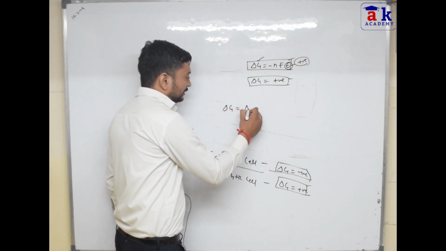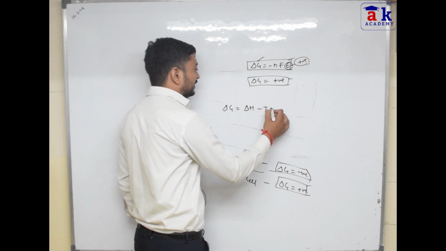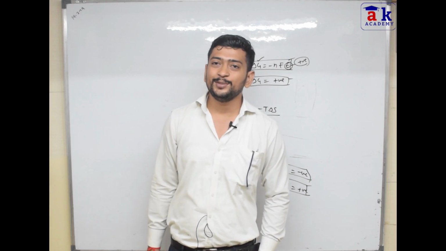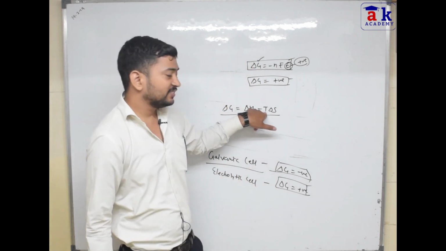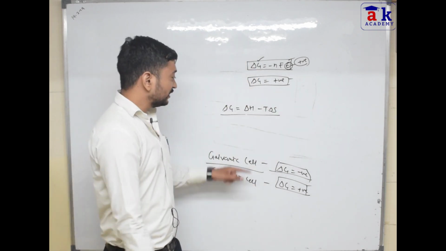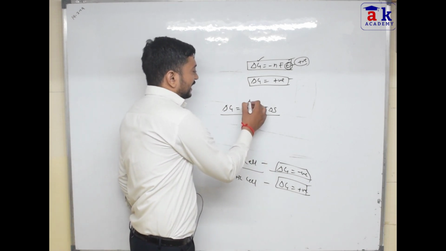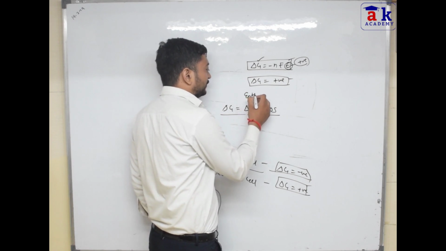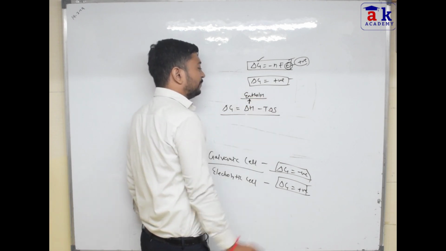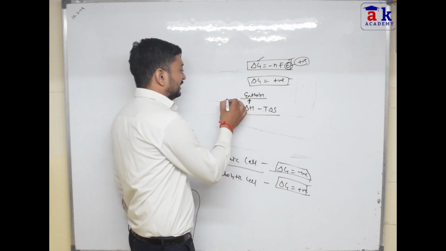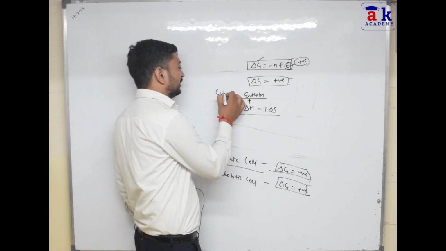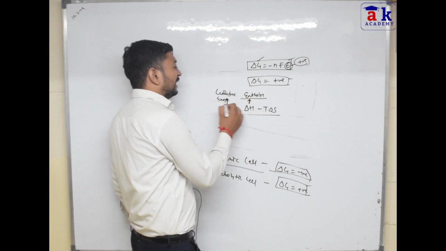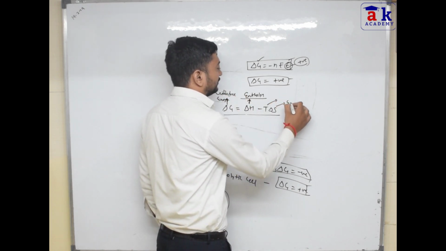Delta G is equal to delta H minus T delta S. We know this. What is delta H over here? This delta H is the enthalpy of the reaction, and delta G is the Gibbs free energy. T is temperature and delta S is entropy.